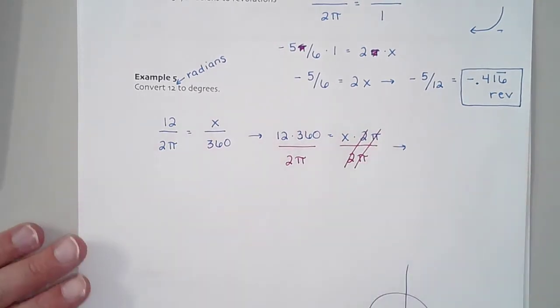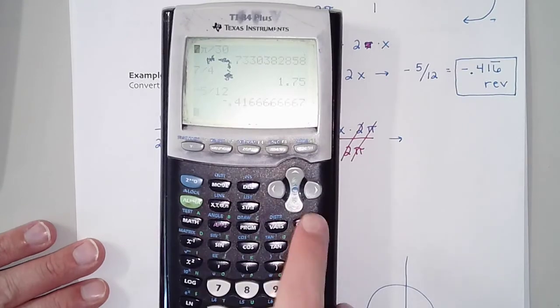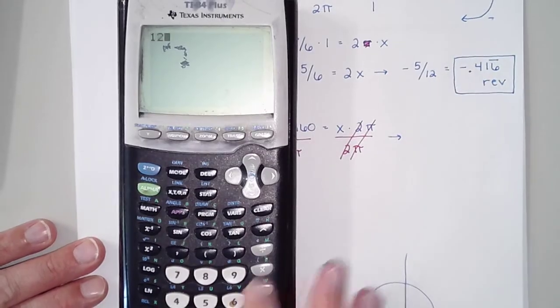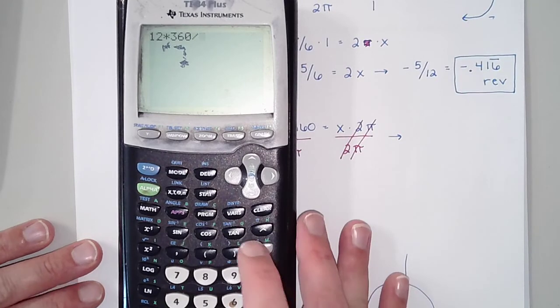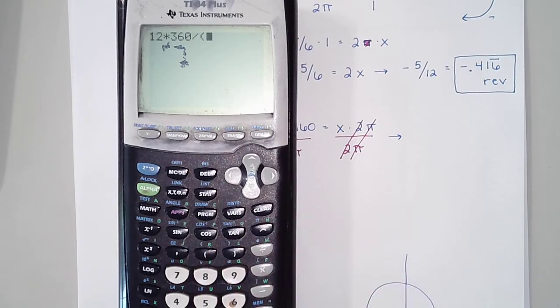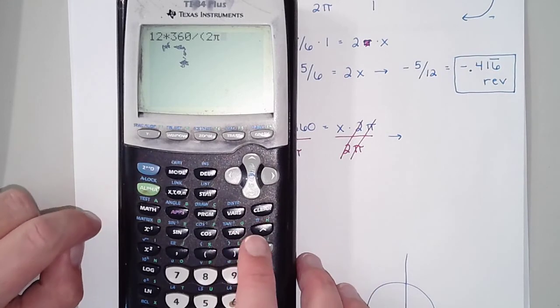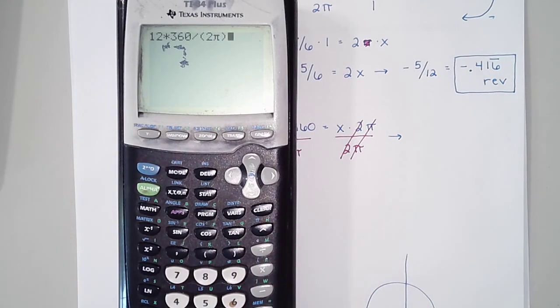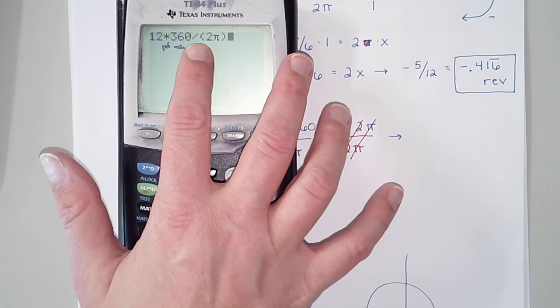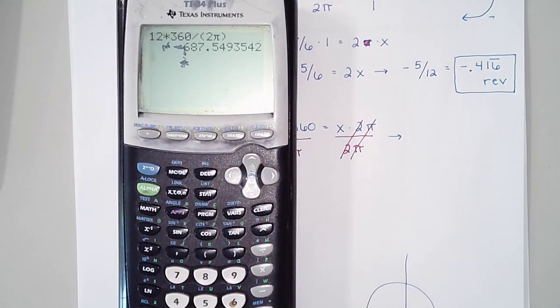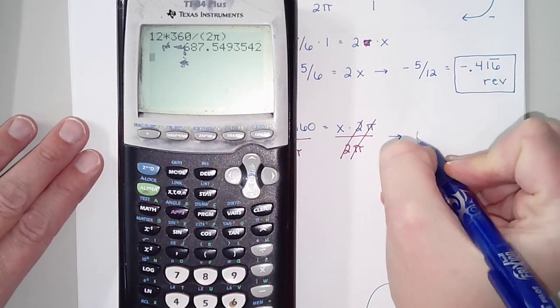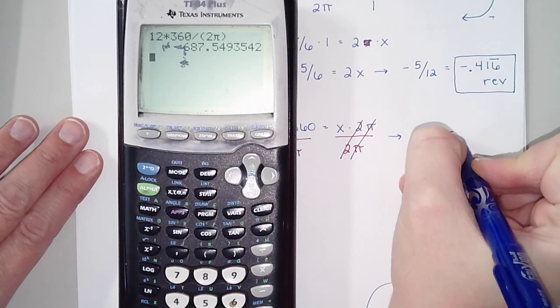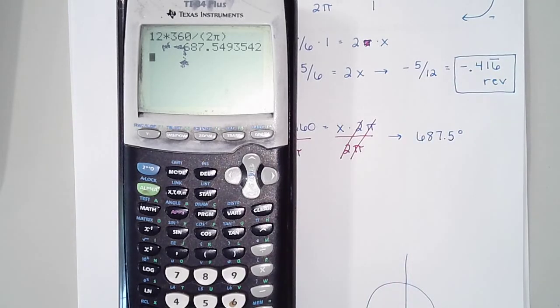So, and you do have to be careful about how you do this. What am I doing here? 12 times 360 divided by, when you do the 2 pi, I know our brains think of that as like all one thing, but your calculator treats it as a multiplication. They treat it as 2 times pi. So you have to put it in parentheses on the bottom of that fraction there. Otherwise, your calculator is only going to divide by the 2 and not the whole 2 pi. And so I get this 687.5-ish. Okay, and so that's my number of degrees.